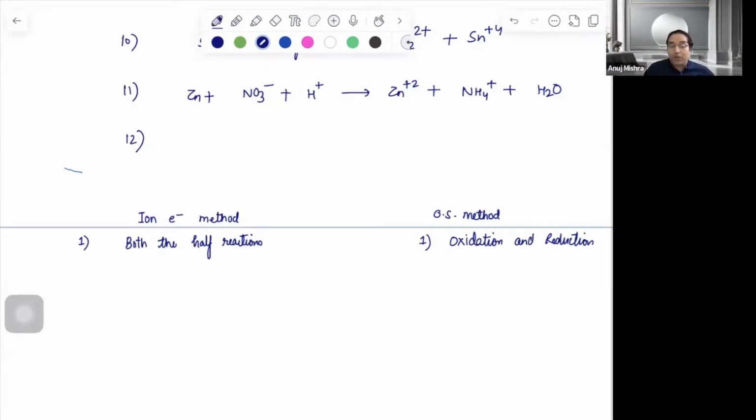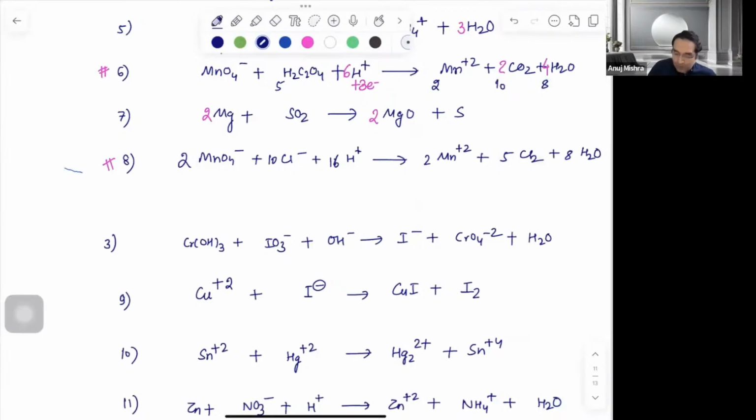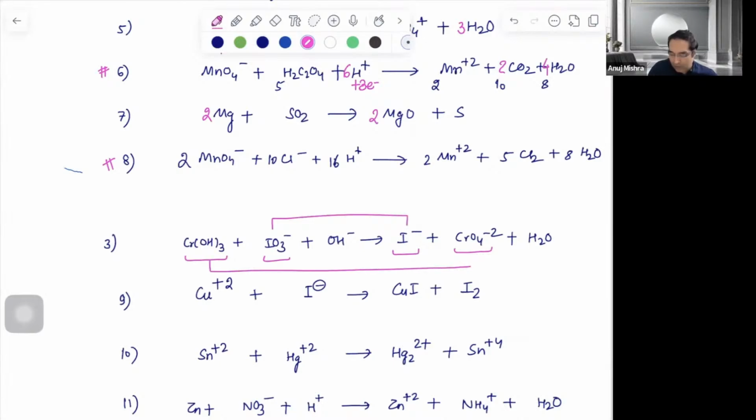So when you say the first one, you figure out both half reactions. Let's say we take the third question for instance. We can say that this is Cr(OH)3 becoming CrO4 2-. That can be one set of equation for me. And IO3- becoming I- is another set of equation for me. So I have to see this and this as one part each and then try to balance out these reactions. Okay. Is it clear?